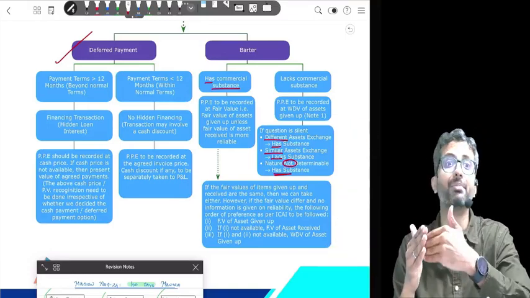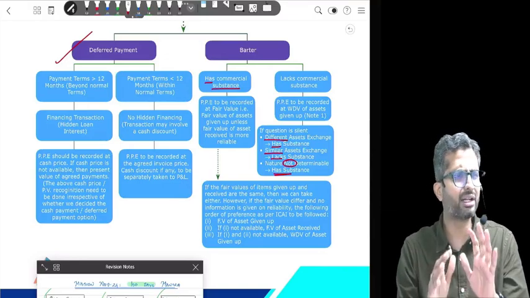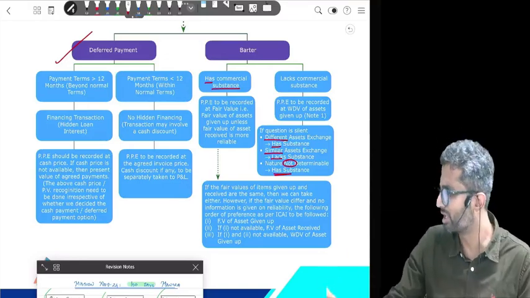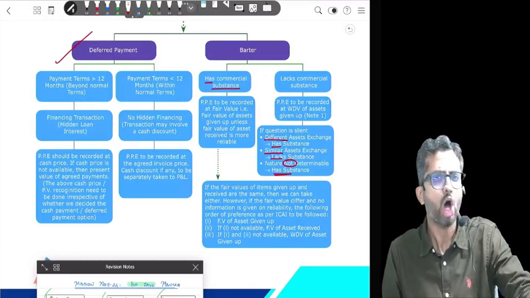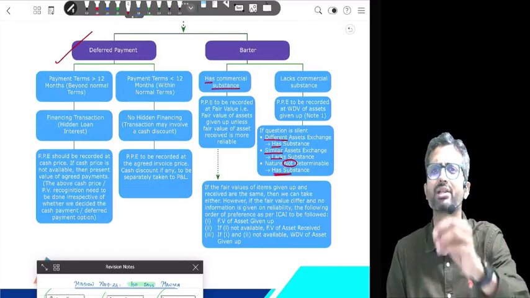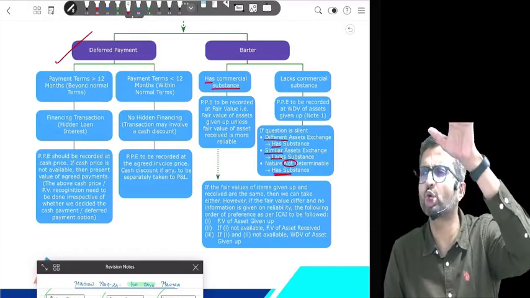The standard has a 12-month barrier. The standard says that normal credit, if you are giving normal credit as a seller, or if you are getting credit as a buyer, normal credit is at max 3, 6, 9, 12 months.